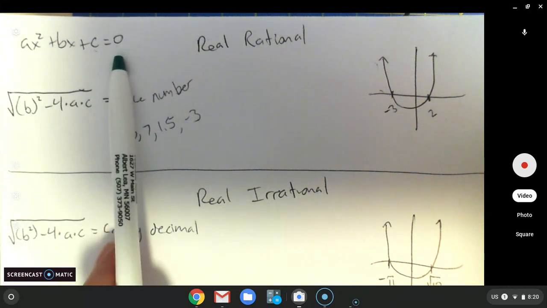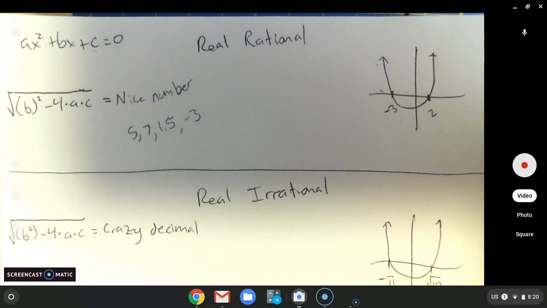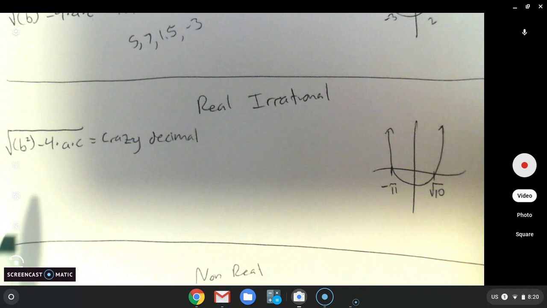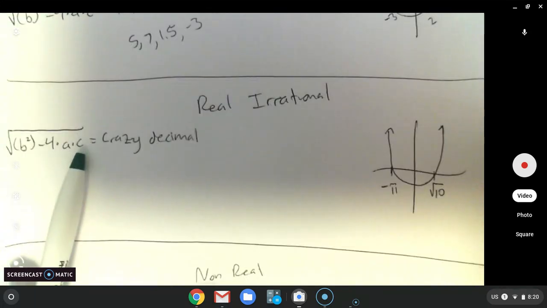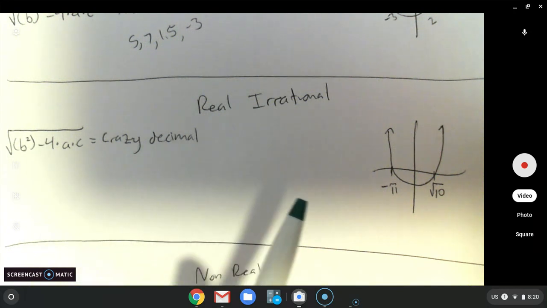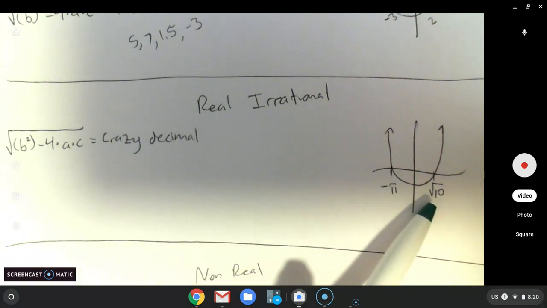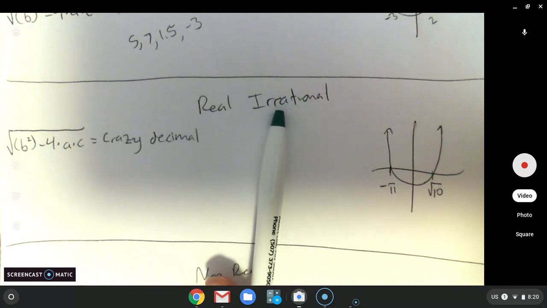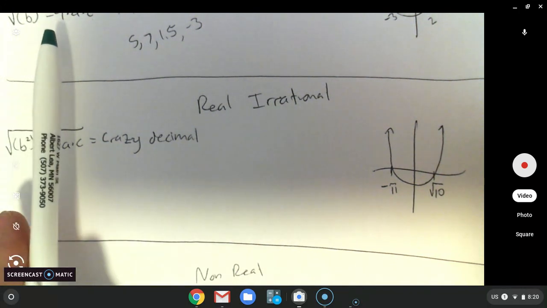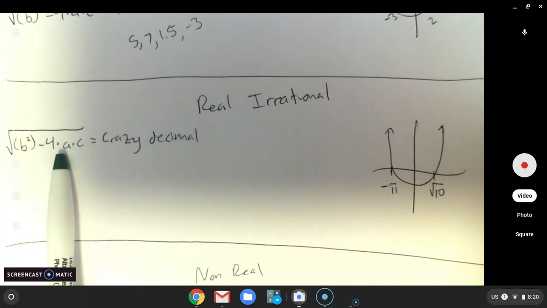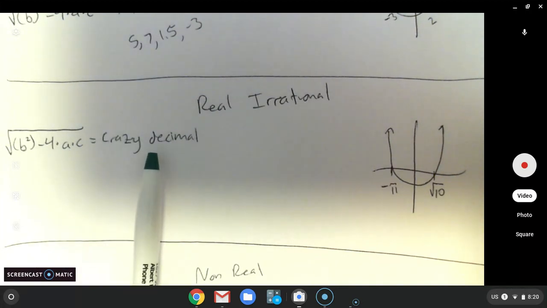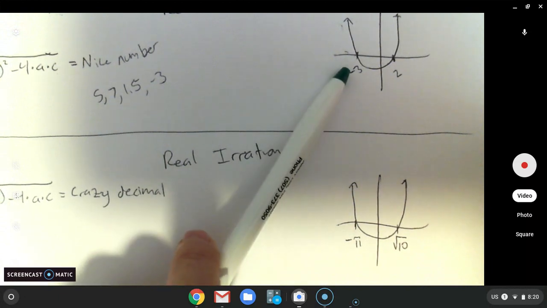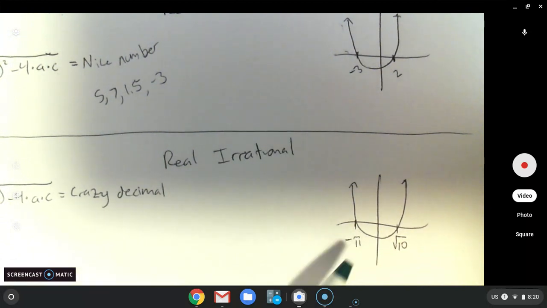And again, we're coming from this quadratic equation to get a, b, and c. If, when you do the square root of b squared minus 4 times a times c, you get a crazy decimal, so I'm talking about like negative pi, or the square root of 10, a decimal that never repeats, it never stops, it's just a jumble of digits, we're going to call those real and irrational solutions. So you're doing the same thing every time, the square root of b squared minus 4 times a times c, but depending on what solution you get, it's going to tell us what the graph looks like. So it could be nice number solutions, real rational solutions, or crazy decimal solutions, real irrational solutions.